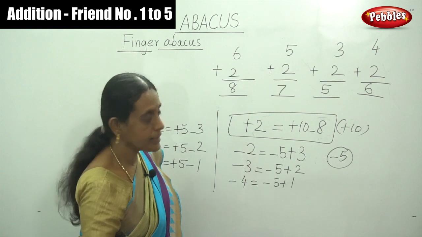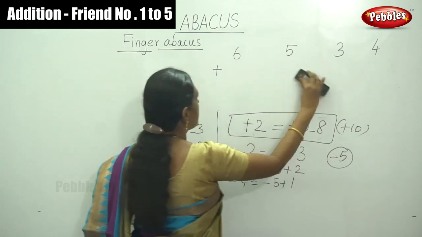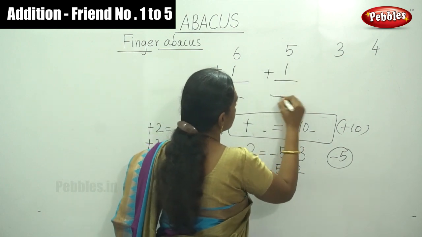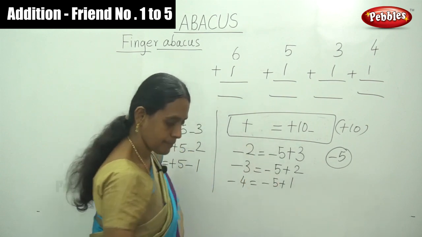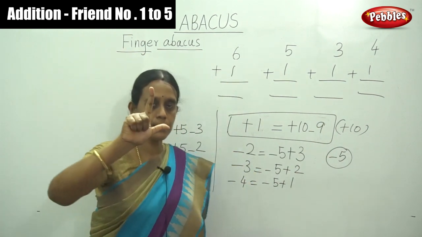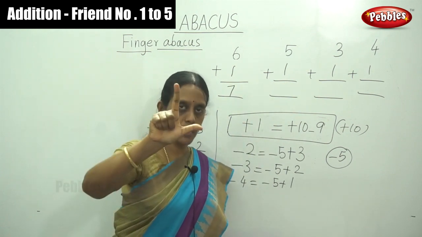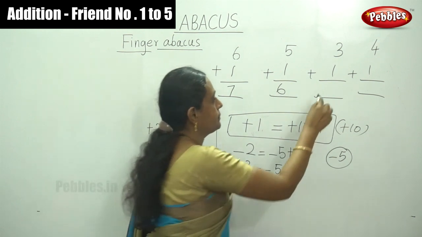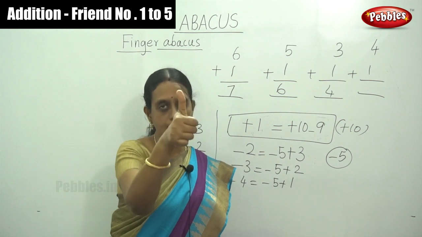Okay children, finally, one more addition of number, that is plus 1. So we are ending with a formula, plus 1. Plus 1 means friend number 1 is here, 9. So let me do this. 6 plus 1 is 7, and here 5 plus 1, the answer is 6, and 3 plus 1, the answer is 4. And 4 plus 1 is plus 5 minus 4, the answer is 5.